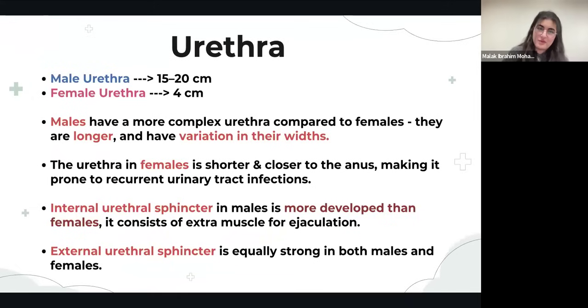Now, we're going to be covering the urethra. The urethra is what's responsible for moving your urine outside of the bladder. So the male urethra and the female urethra are actually very different.